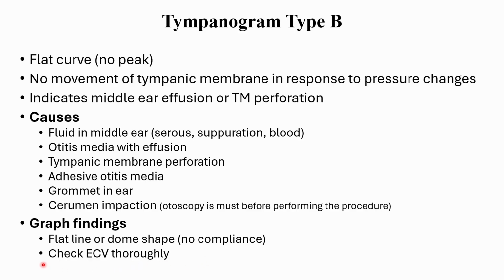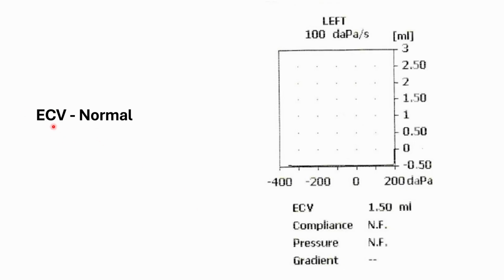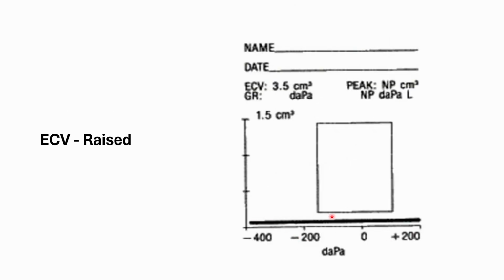But one important thing for type B graphs is you have to thoroughly check the external canal volume. Why? We'll see. For ECV, if you see, this is a flat graph, but ECV is less than 2, which is normal. No compliance, no pressure. While in this other slide, the same flat graph, no peak, no compliance, no pressure. But ECV, if you see, is 3.5. It was 1.5 in the previous slide and 3.5 in this next slide.